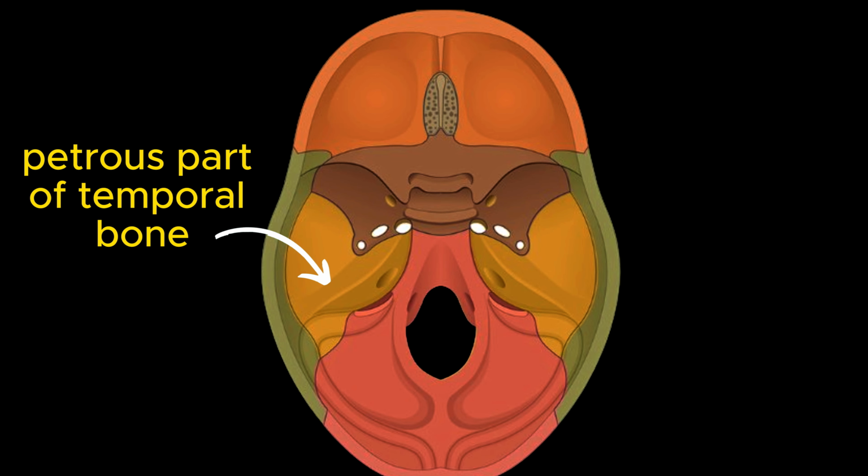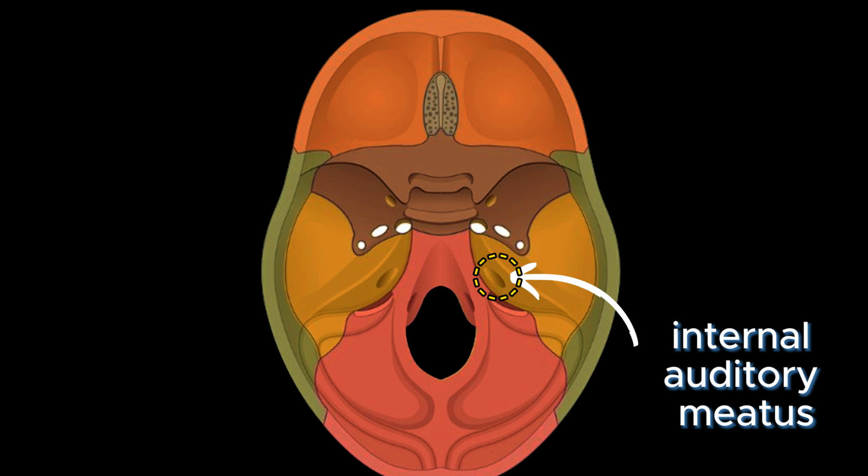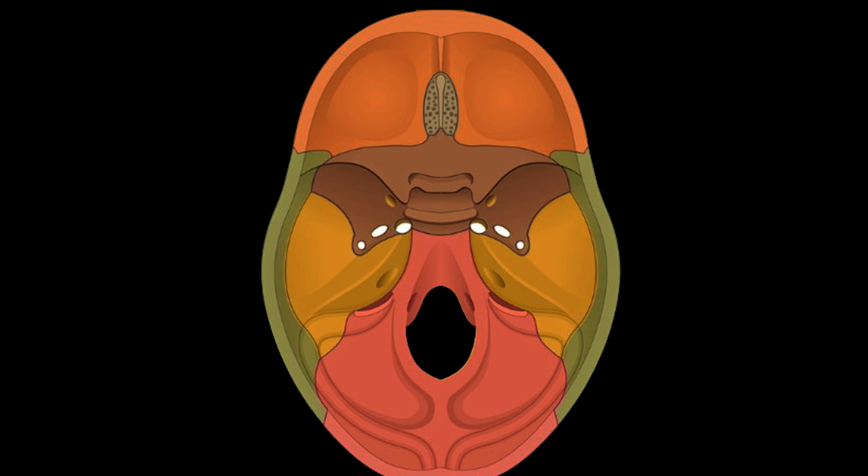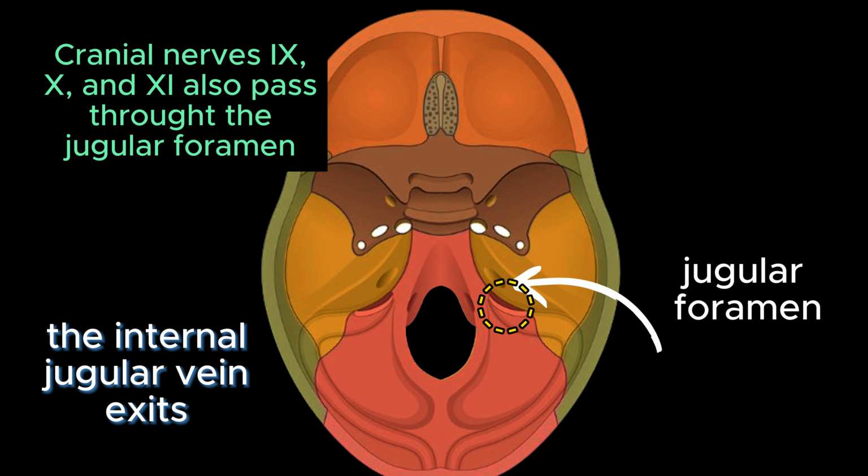The petrous part of the temporal bone houses the internal auditory meatus, which allows passageway for the vestibulocochlear nerve. There is also the jugular foramen, as mentioned earlier, on the junction between the temporal bone and occipital bone. This is where the internal jugular vein exits from.